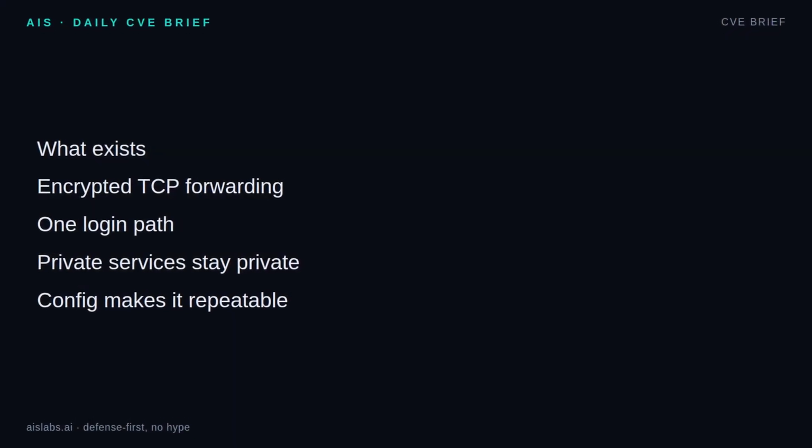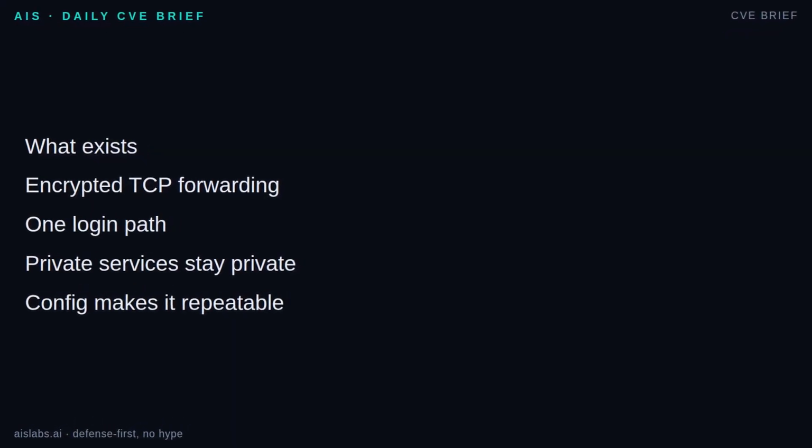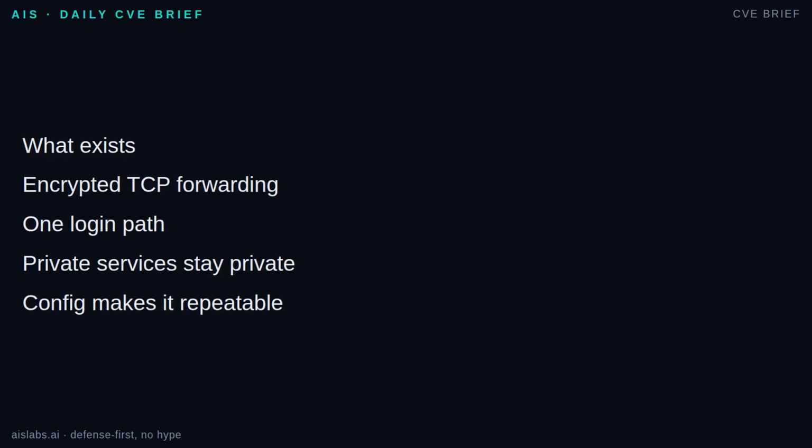SSH tunneling is TCP forwarding carried inside an SSH session you are authorized to use. It exists because many admin services should not listen on the internet. Dashboards, admin panels, database ports, internal APIs, staging tools. The tunnel gives your laptop a local port, usually bound to loopback, and SSH carries those bytes to a destination reachable from the server side.